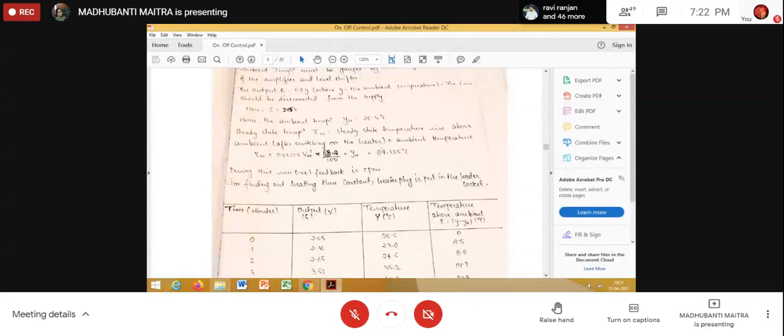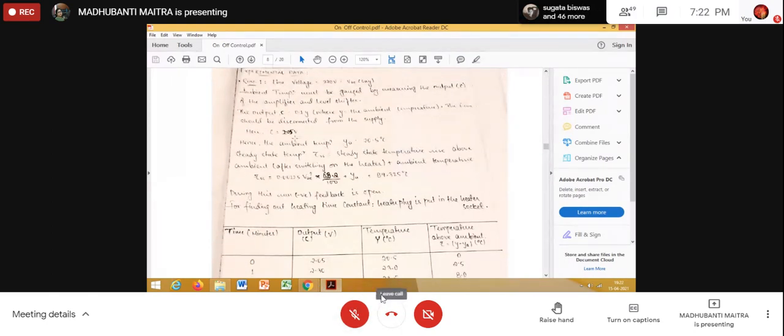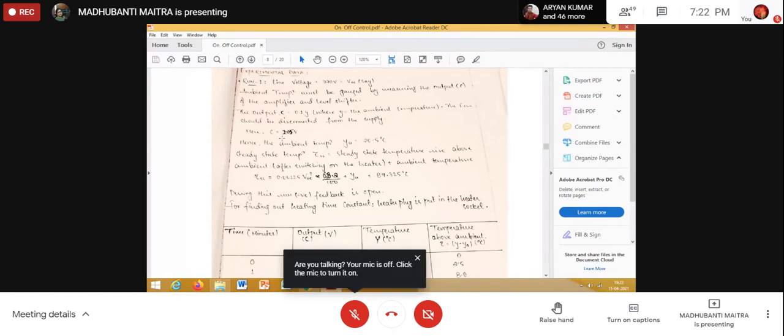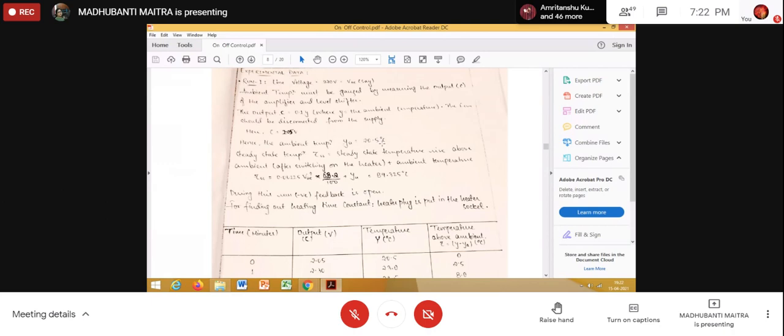So, is it legible? I don't know. More or less. So they have found the ambient temperature, the voltage to be 2.0.5 volt. Can you see this? Can you see this? Yes, ma'am. Right. So the ambient temperature is 20.5 degrees centigrade. The heater is not connected, fan is not connected.